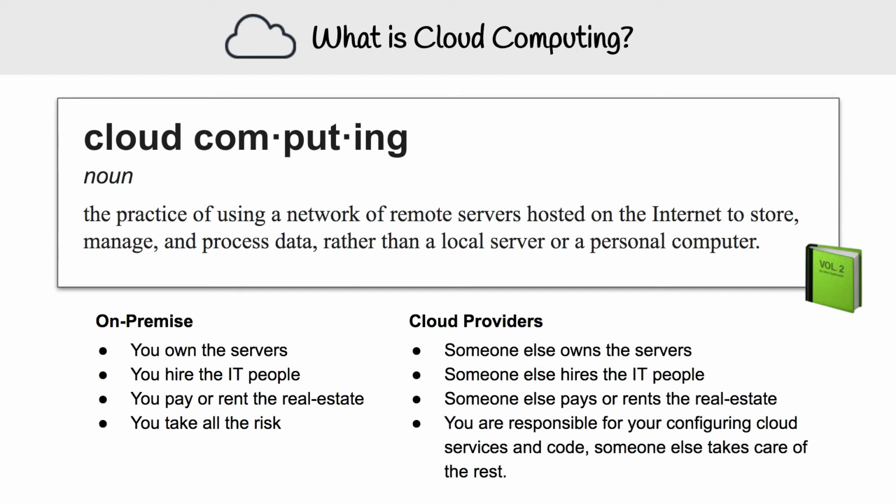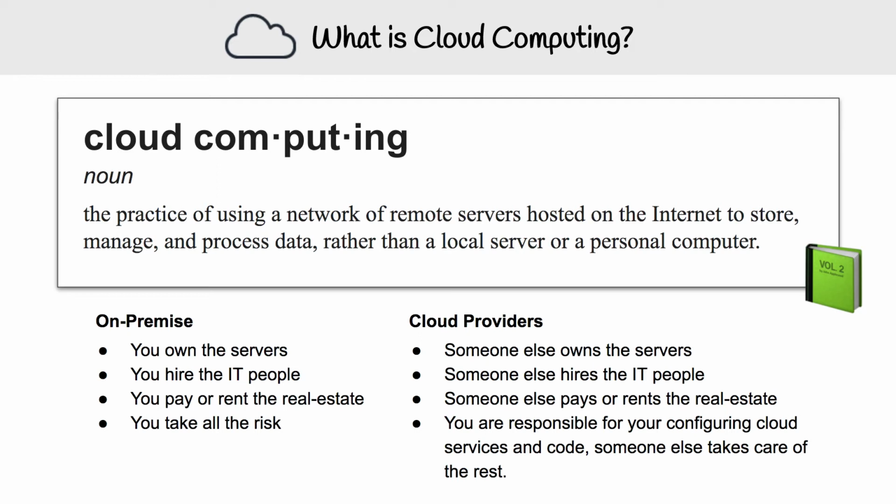So cloud computing, from the dictionary, is the practice of using a network of remote servers hosted on the internet to store, manage, and process data rather than a local server or personal computer. Okay, so what does that mean? Well, to really understand that, we need to understand on-premise and cloud providers. So now most people are using cloud providers such as AWS, GCP, or Azure to run their actual workloads. And prior to that, everyone was doing on-premise.